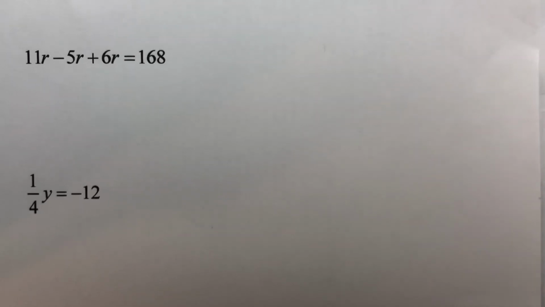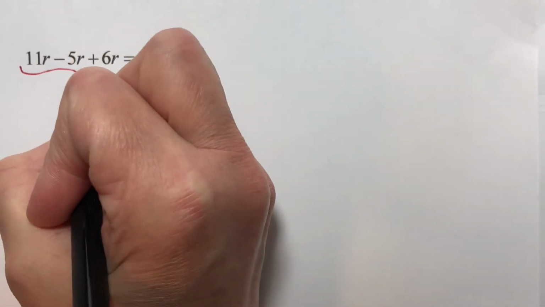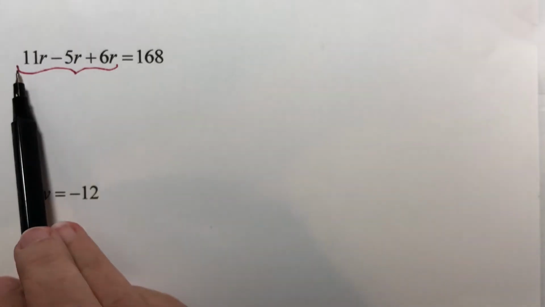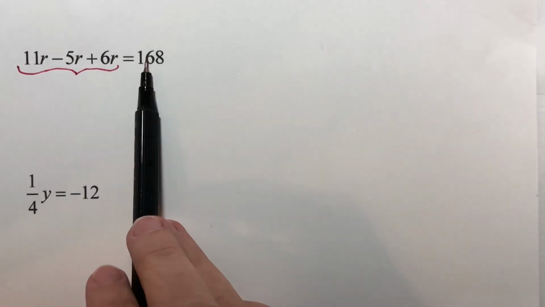This is section 2.2, part 2. We are using the multiplication property of equality. For this top problem, we need to combine like terms over here: 11r minus 5r plus 6r. They all have r's, so we combine them.